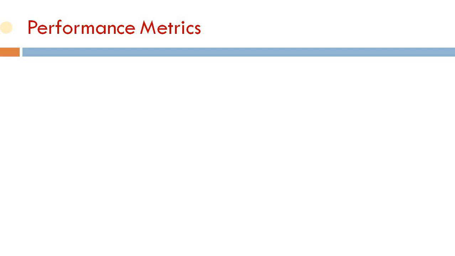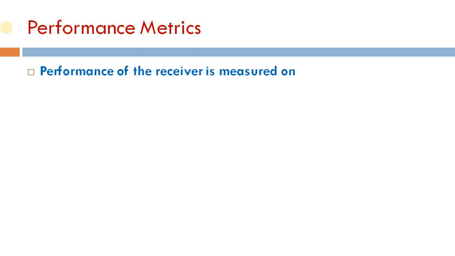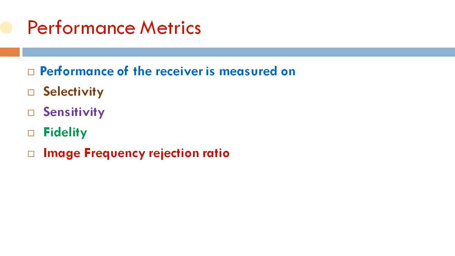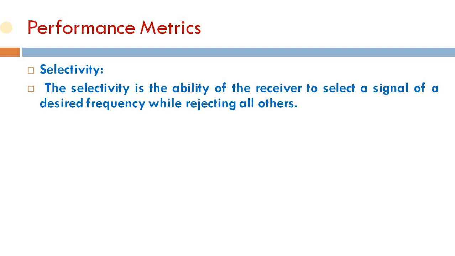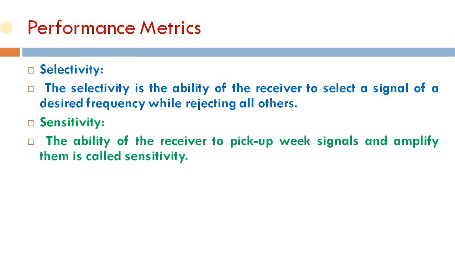Now let me tell you about the performance metrics for the super heterodyne receiver. Normally, performance of a receiver is measured on selectivity, sensitivity, fidelity, and image frequency rejection ratio. Now, let us see one by one. First, selectivity. The selectivity is the ability of the receiver to select a signal of a desired frequency while rejecting all others. Next, sensitivity. The ability of the receiver to pick up weak signals and amplify them is called sensitivity.